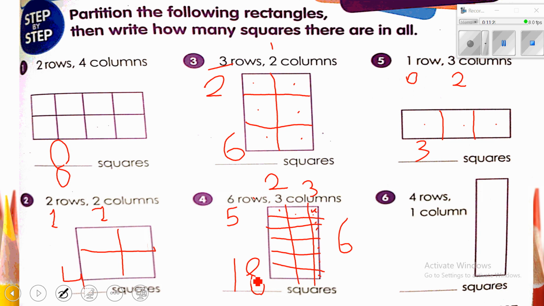Now here I have 4 rows. 4 minus 1 is 3 lines. 4 rows, side to side. This is 1, 2, 3. And 1 minus 1 is 0. 0 lines for columns. How many squares do I have? 1, 2, 3, 4. Perfect.